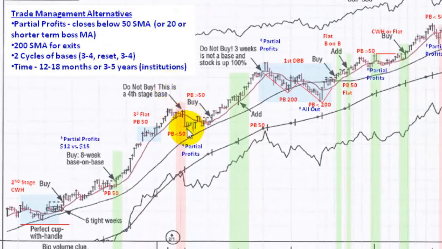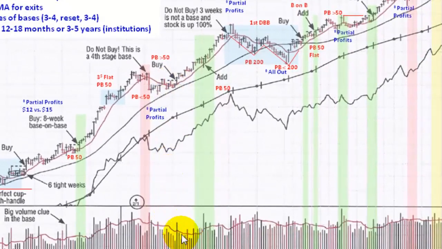You can see it pulls back, actually crashes through the 50, spends several weeks under that moving average until it finally consolidates, comes back above the 50 with some positive volume, and breaks out of this consolidation. You could add there. Then it makes another strong run up. Here it starts to consolidate again, but you're not going to buy it. It's only got 3 weeks, and 3 weeks is not a proper base. It's also up over 100%, and that's pretty significant. You might want to take some partial profits there if you haven't already.